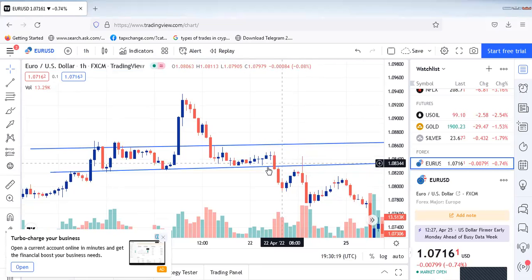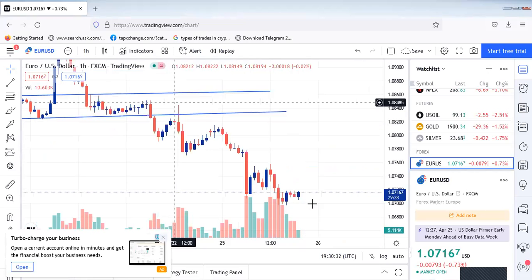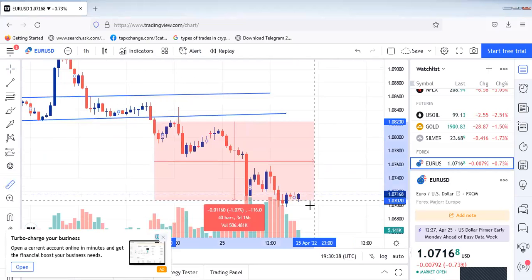Whenever candles break through, the upper line is called the resistance, and the bottom line is called the support. Whenever candles break through the support, it is an indication that you should enter the market as a sell. I will teach you these things, don't worry. The market actually sold down to this point.